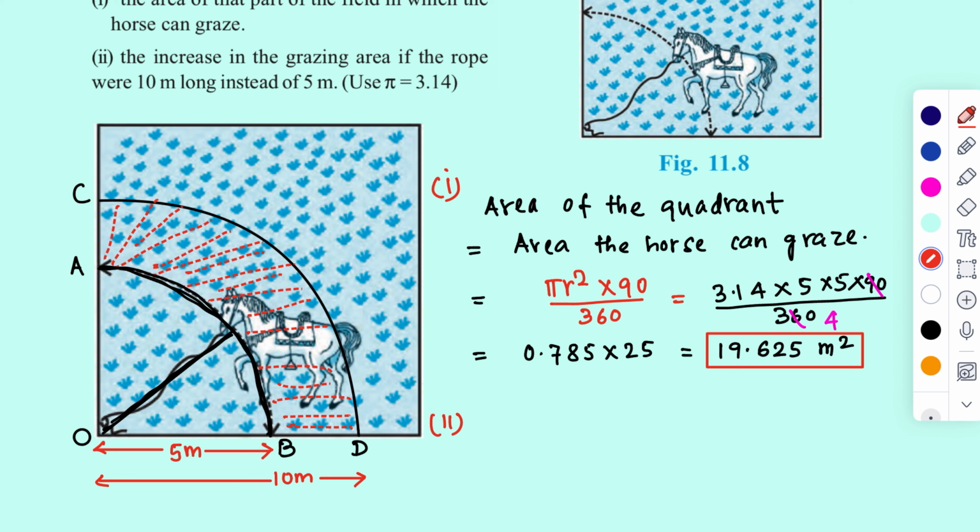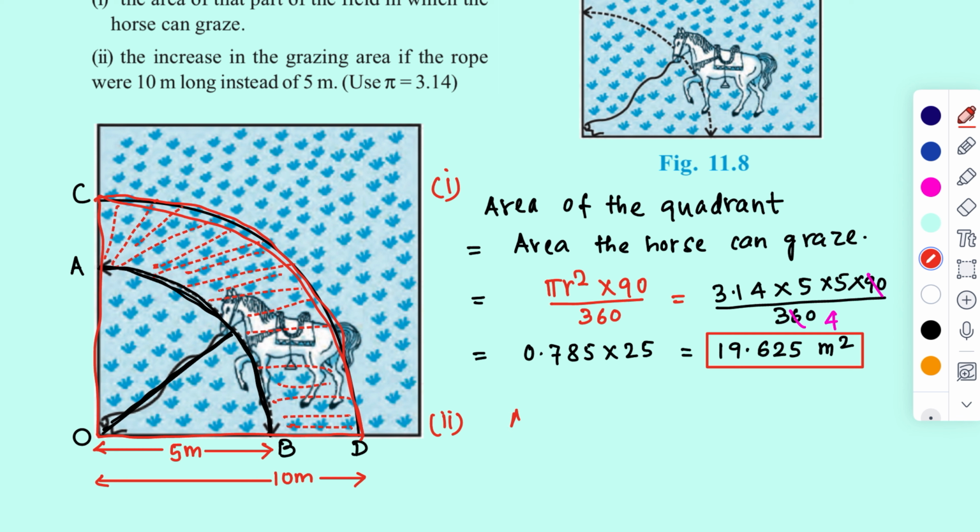Second part is, now the length of the rope is increased. Now it is 10 meter long. We use the 10 meter of rope to tie the horse. Then it can graze more area up to this CD arc. If you will see, OCD will be the sector of a circle having radius 10 meter that the horse can graze.